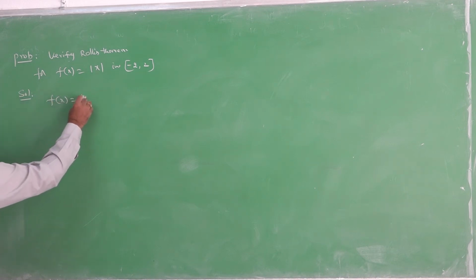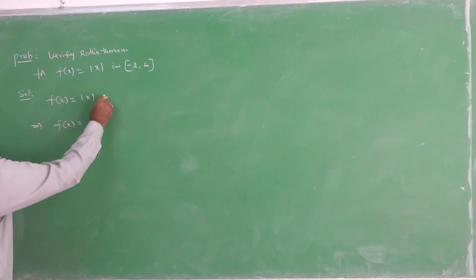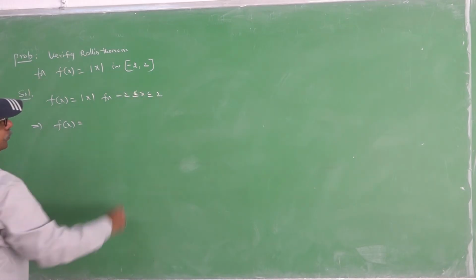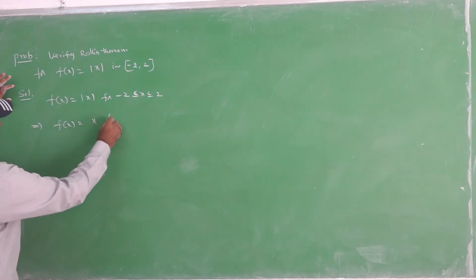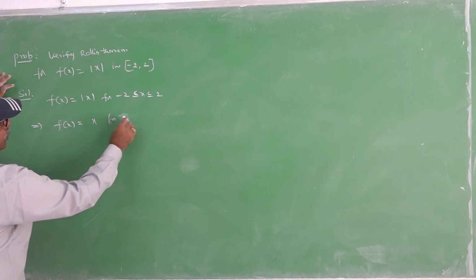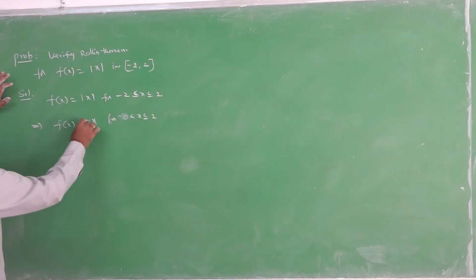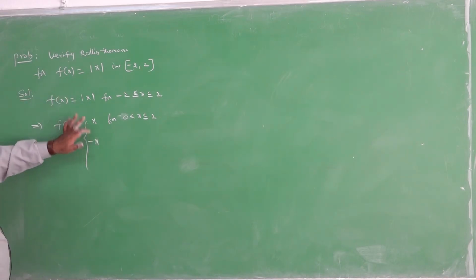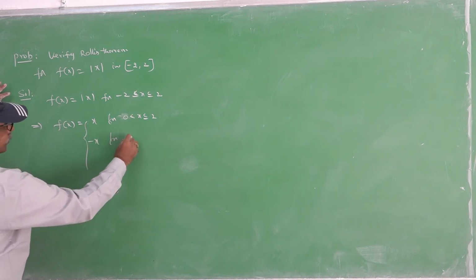Given f of x equal to mod x, that implies f of x equal to, of course for minus 2 less than or equal to x less than or equal to 2, x for x being positive. X being positive means 0 is less than x is less than or equal to 2. And once x is negative, f of x takes the value minus x. Ultimately we are getting a positive value.